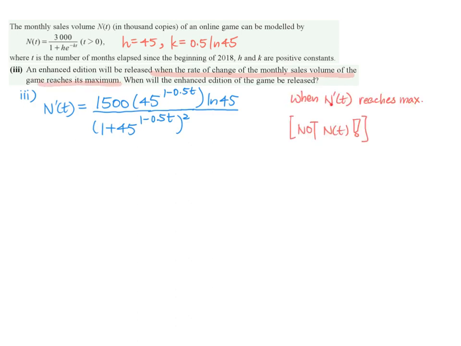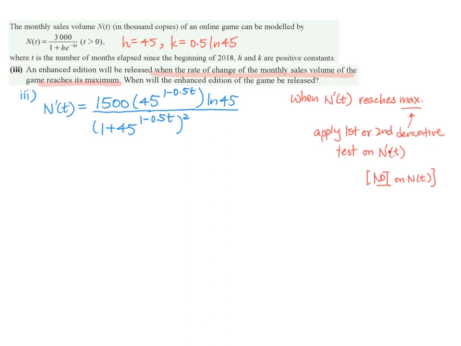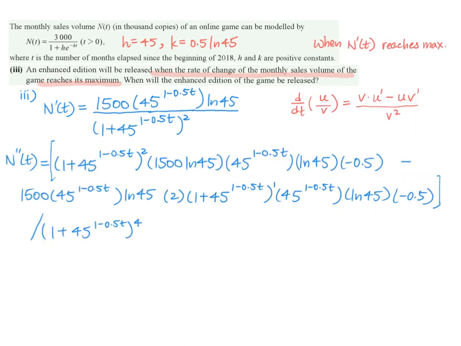In other words, when the first derivative reaches maximum. The rate of change of the sales, that is the first derivative, not when n reaches maximum, that doesn't make sense. And so you apply the first or second derivative test on the first derivative, not on the original. So it's like one level down compared to what we have always been doing. This is where it gets super messy, but you just have to go through it by using the quotient rule. Or you can use the product rule as well, but it won't save you much time.